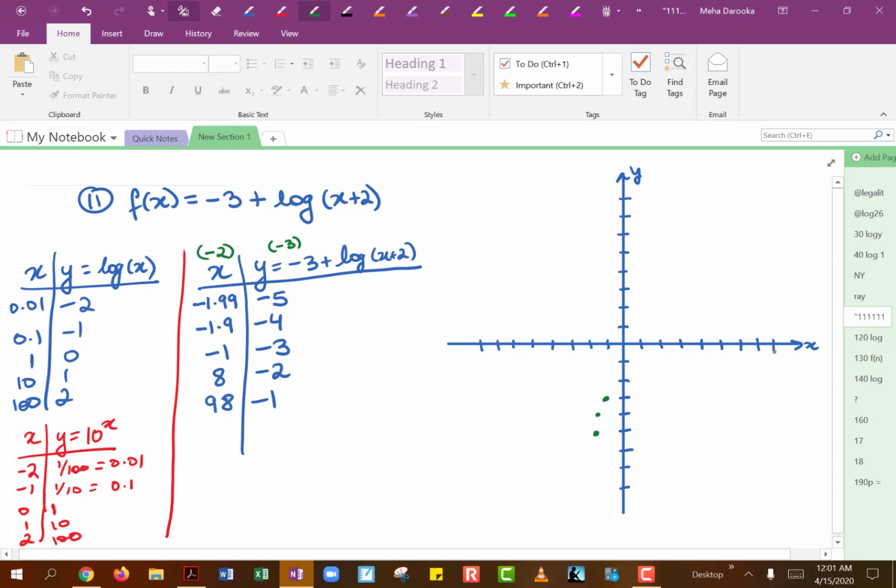Okay, so remember what happened. Our graph moved 2 units to the left. So that means your vertical asymptote, which would normally be at the y-axis, has actually now moved 2 units to the left. So you're actually going to have a vertical asymptote right here, which means this part of our graph is going to get really, really close to this line for the vertical asymptote. Okay, now our graph also moved 3 units down.